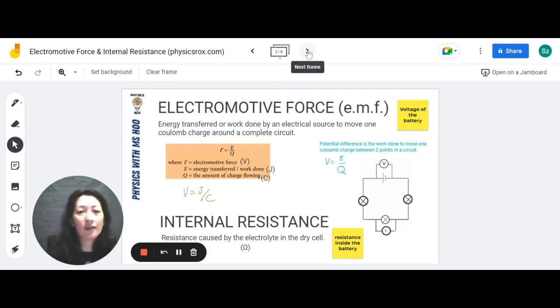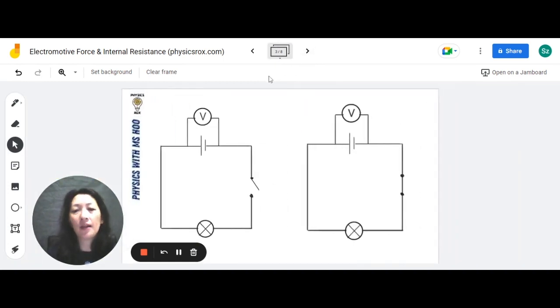All right, so now let's look at the concept of electromotive force and internal resistance first before we look at the equation. Let's look at the diagram on the left first. We have a circuit connected to a light bulb. We've got the voltmeter across the terminals of the battery, but as you can see, the switch is open. Now, let's say this particular battery has an electromotive force of 3 volts written on the battery. How much do you think this voltmeter would show?